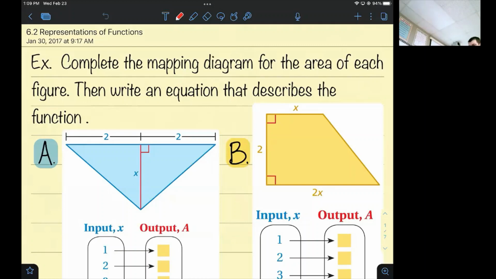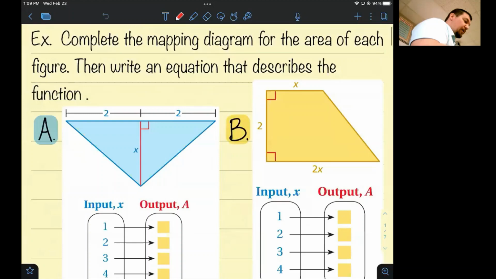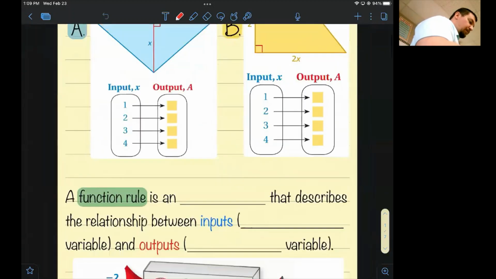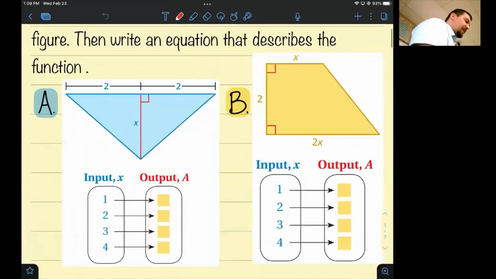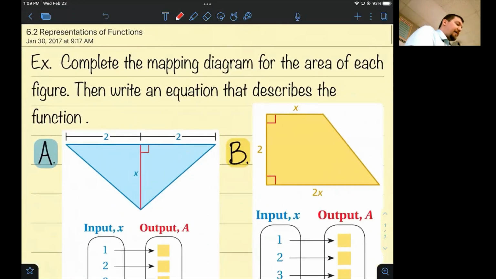All right, section 6.2, representations of functions. We did a little bit of this yesterday. I've got some more problems for us to look at to review our area formulas. It says, complete the mapping diagram for the area of each figure and then write an equation that describes that function.